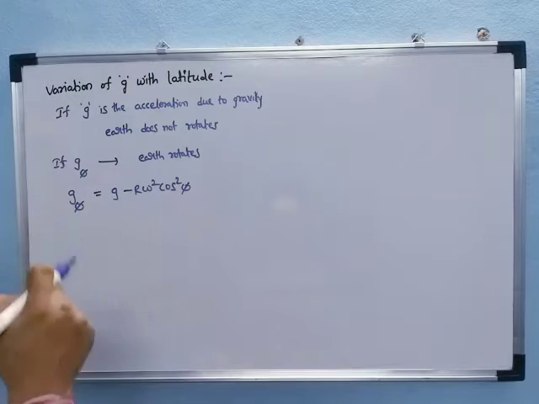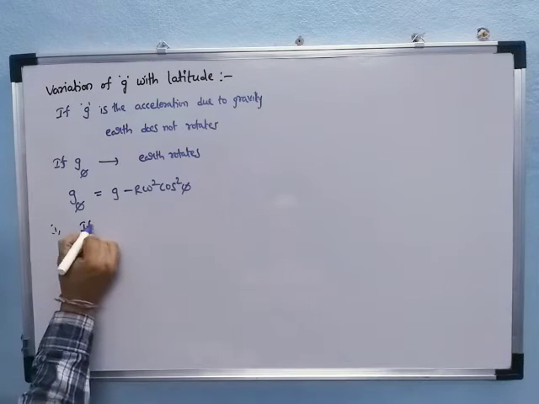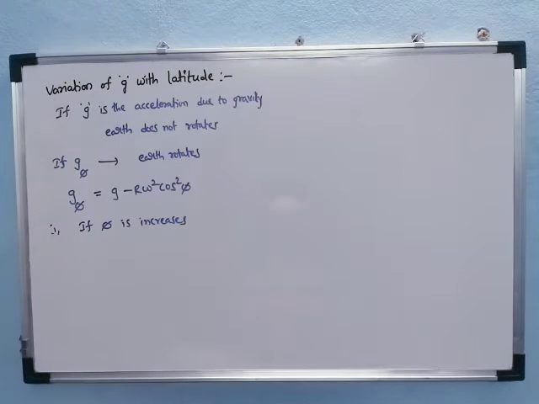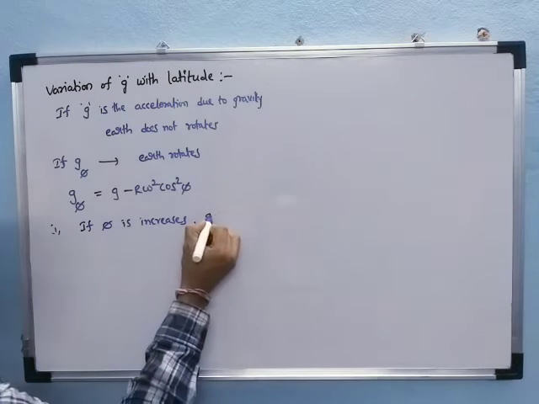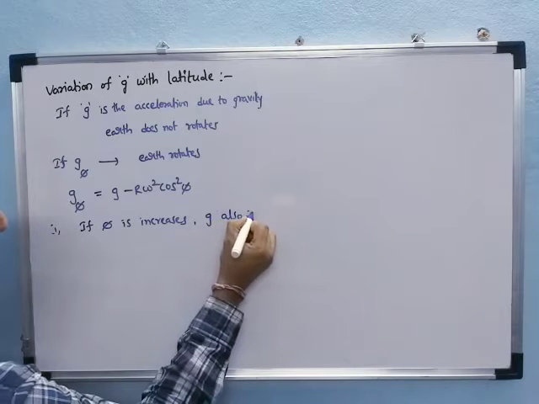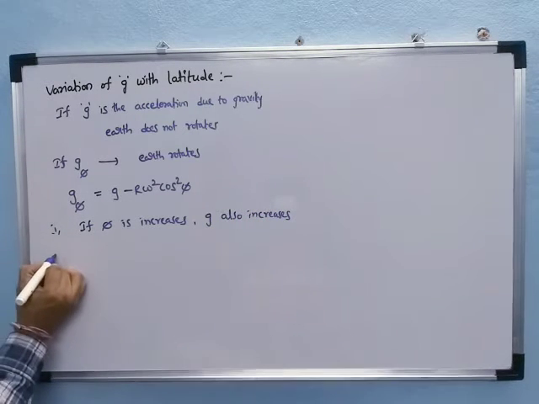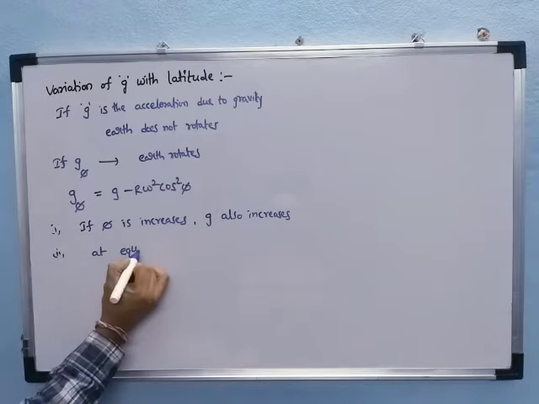R is the radius of the Earth, omega is the angular velocity, and theta is the angle. See here, the first point: if phi increases, the acceleration due to gravity at the latitude also increases, so g also increases.